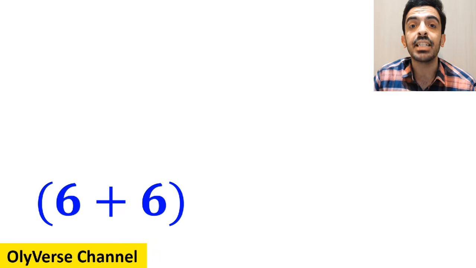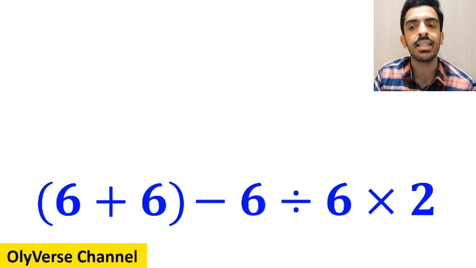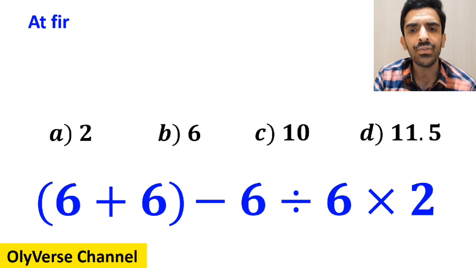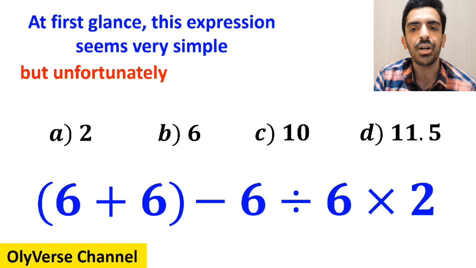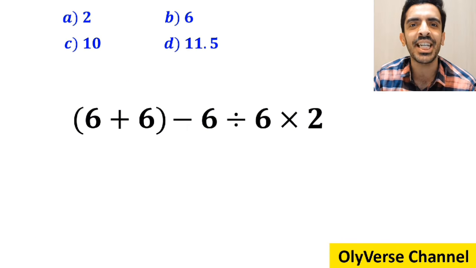What is the value of the expression (6 + 6) - 6 ÷ 6 × 2? Which option do you think is the correct answer to this question? At first glance, this expression seems very simple, but unfortunately, many people get tricked. Let's break it down and solve it together.